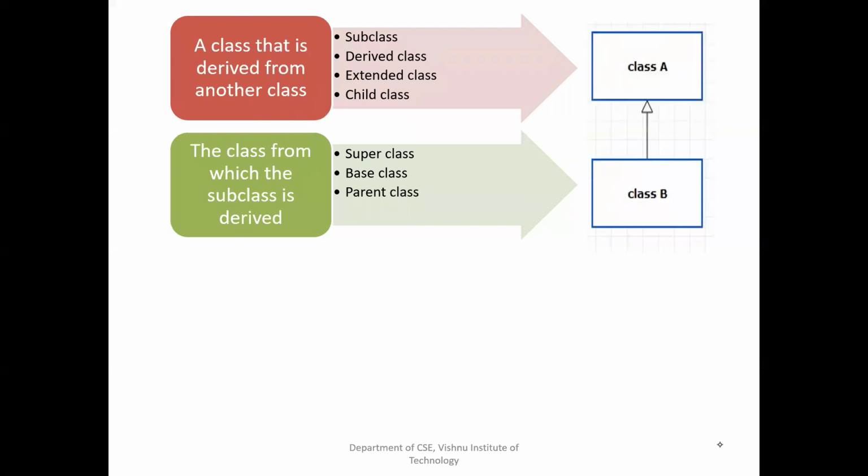A class that is derived from another class, here it is B, is referred to as a subclass, derived class, extended class, or child class. All are synonymous. And coming to class A, that is the class from which a subclass is derived, it can be referred to as a superclass, base class, or parent class.